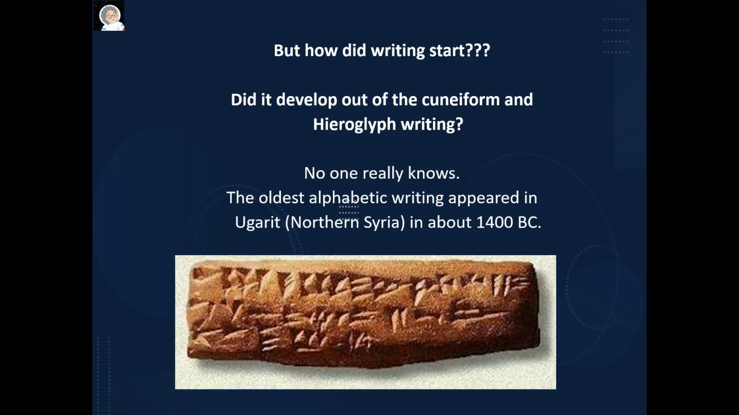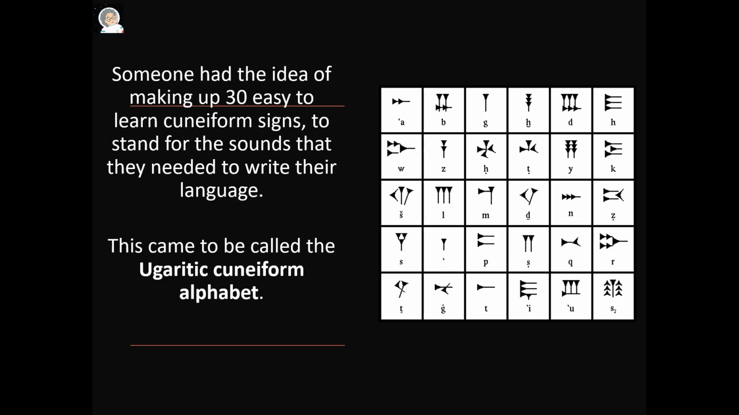But how did writing start? Did it develop out of cuneiform and hieroglyph writing? No one really knows. The oldest alphabetic writing appeared in Ugarit, that is in northern Syria, in about 1400 BC. Someone had the idea of making up 30 easy-to-learn cuneiform signs to stand for the sounds that they needed to write their language. This came to be called the Ugaritic cuneiform alphabet.